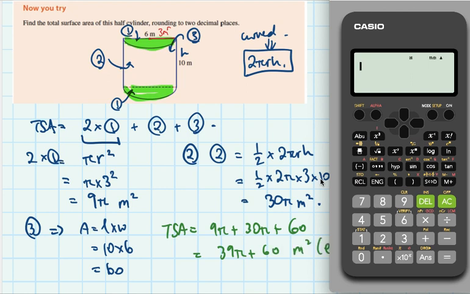Now that there is exact. If we put this in the calculator, we can also find this answer to 2 decimal places. Okay, we get 182.52 meters squared, and that's 2 dp. So there we go. We've found the total surface area of this half cylinder for the your turn. Hopefully it went well there.